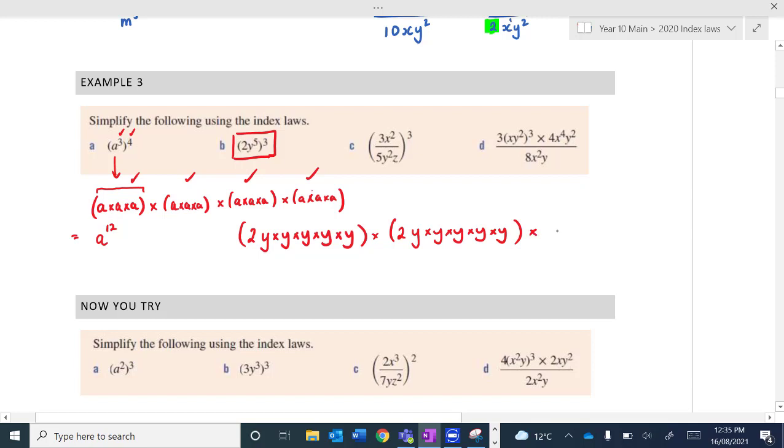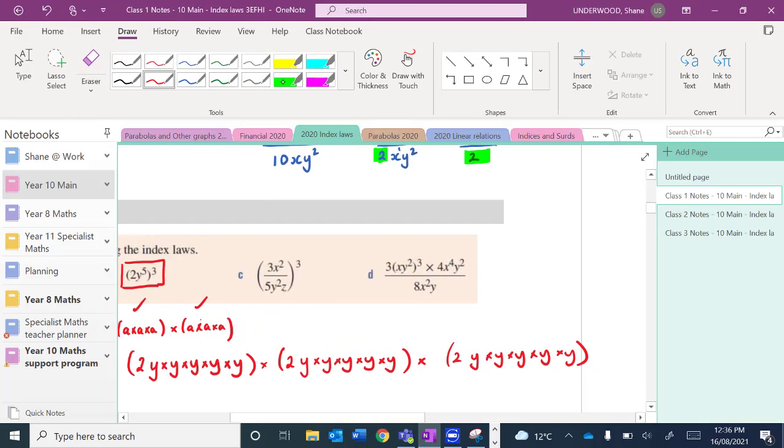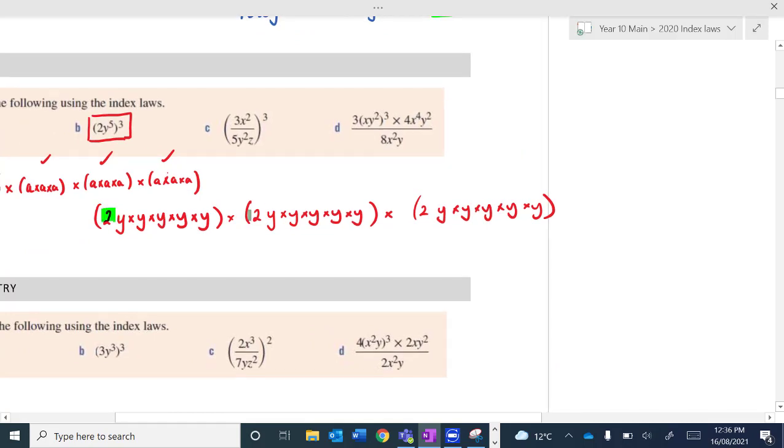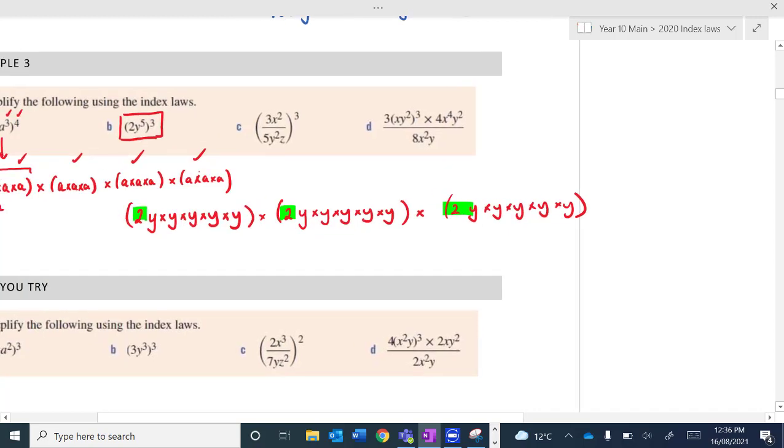Now I'm going to have to borrow some room over here, but 2 times y times y times y times y times y. Okay, now clearly you should not have to do this, but just be careful. This is what I see a lot. I see students doing all sorts of things. I see them going 2 plus 2 plus 2 is 6. Okay, it's not 6 because it's 2 times 2, which is 4, times 2, which is 8.